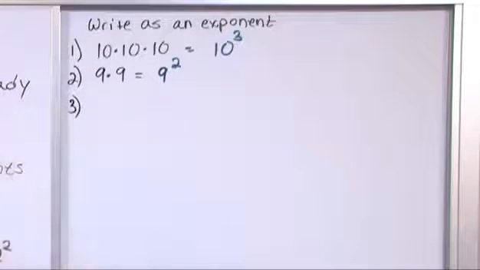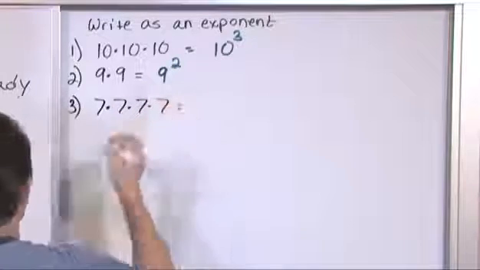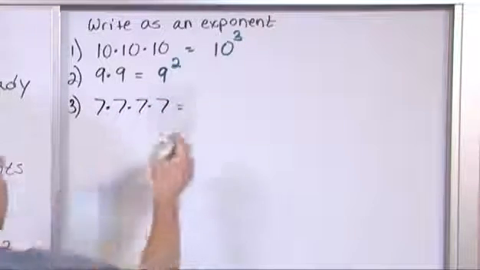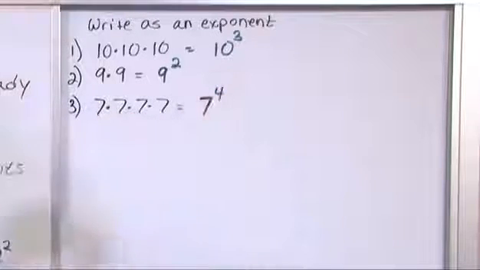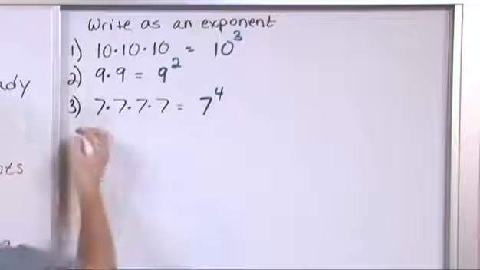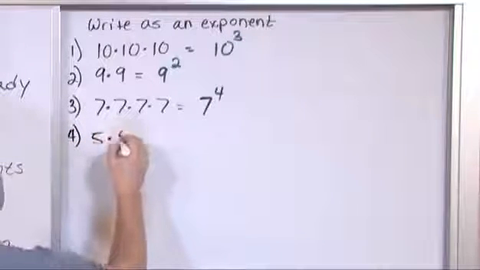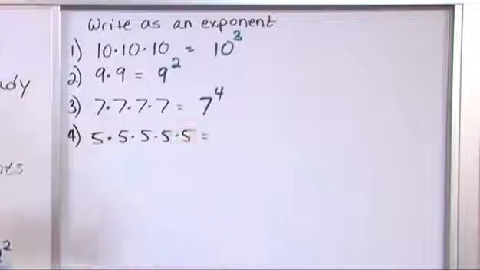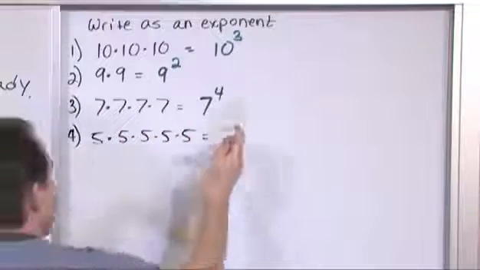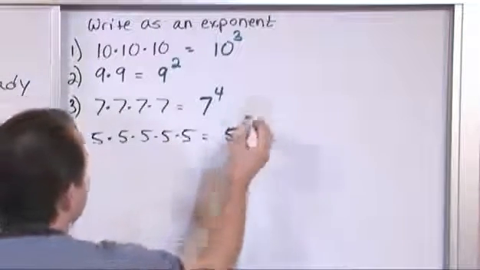These are going to be a little bit fast, but you'll get the hang of it by doing it. What if we have 7 times 7 times 7 times 7? If we're going to write that as an exponent, it's 7 raised to the power of 1, 2, 3, 4. It's a shorthand way of writing that multiplication. What if we have 5 times 5 times 5 times 5 times 5? The bases are all the same, so we take 5 and raise it to the 1, 2, 3, 4, 5. We have 5 raised to the power of 5.